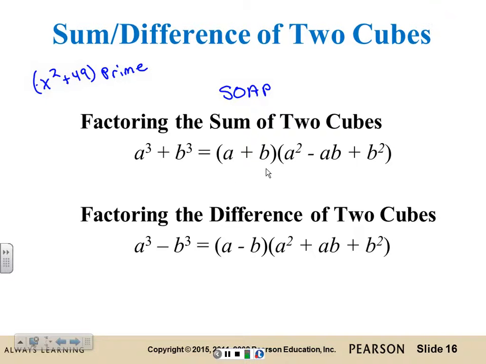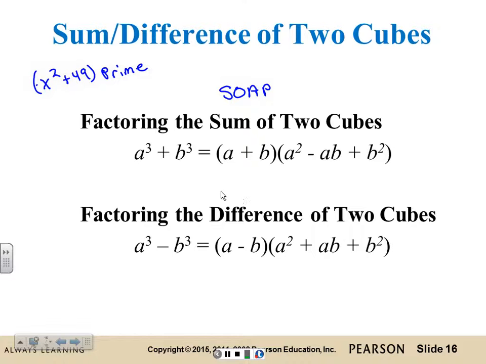Take the square root of the first, square root of the last. First one squared, first times last, last one squared. And remember your signs. Same, opposite, always plus. Same sign as your original problem, opposite sign as your original problem, always plus.